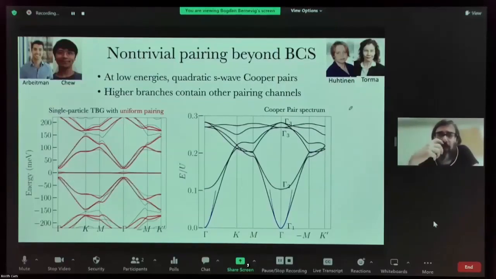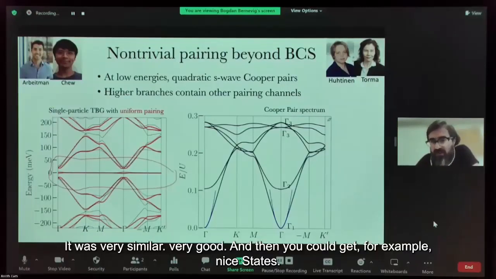But you could build a model in the same way as the generalized lead method that we presented before, with several lattices and a continuum. That looks very similar to twisted bilayer. Look at the spectrum here; people will notice the bilayer. This looks very good. And then you could get, for example, a nice Cooper pair spectrum, all these states.